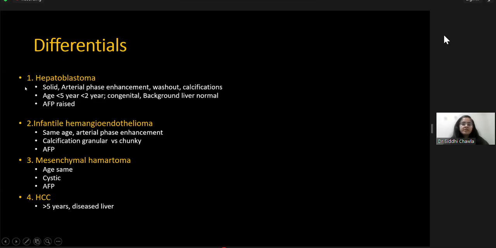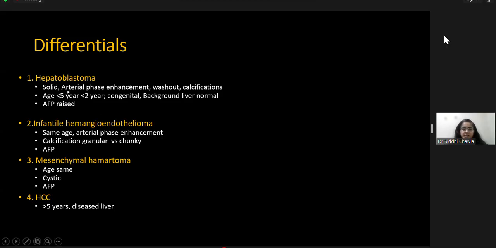For example, if I give you the two possibilities of hepatoblastoma and infantile hemangioendothelioma, you can tell me that if AFP is raised, it is hepatoblastoma. If AFP is normal, it is infantile hemangioendothelioma. This is actually helpful when the child is more than 6 months of age, because until 6 months of age, the maternal AFP levels are also raised, and that is why there is confusion whether it is a spurious increase or it is because of the tumor. And your imaging will then help you.